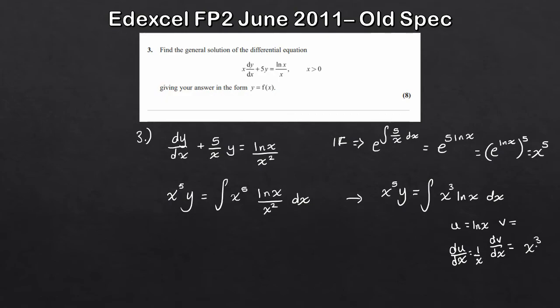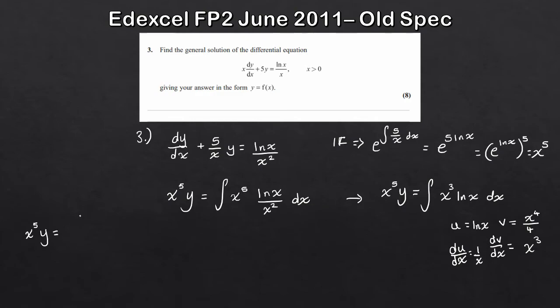And then the integral of x cubed will be, so add 1 to the power, so that'll be x to the 4, and then divide it by the new power. So that'll be divided by 4. So now we can perform the integration. So this is going to be, we do it over here just so I've got enough room. So this will be x to the 5 times y.